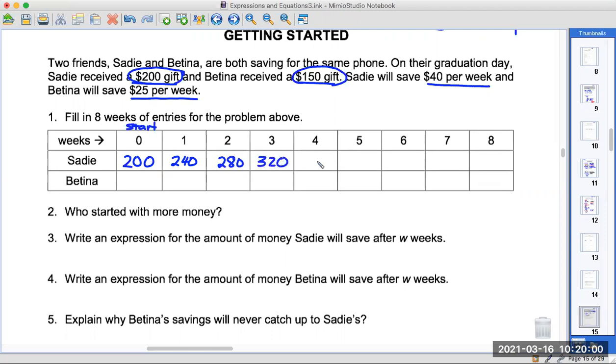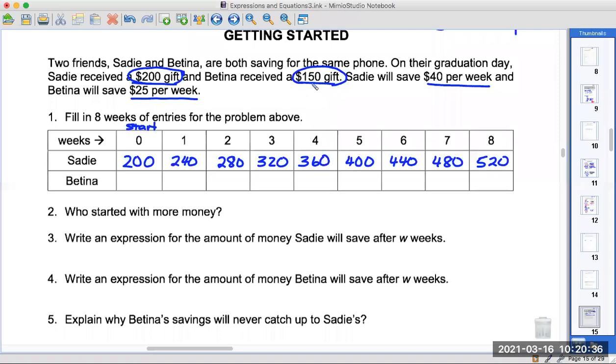See if you can do that yourself without watching me. Up 40 each time. See if I did this right or if I made a mistake. Sometimes teachers do make mistakes, but I think that's correct. $40 each week added on to $200 gives you $520 after 8 weeks of saving.